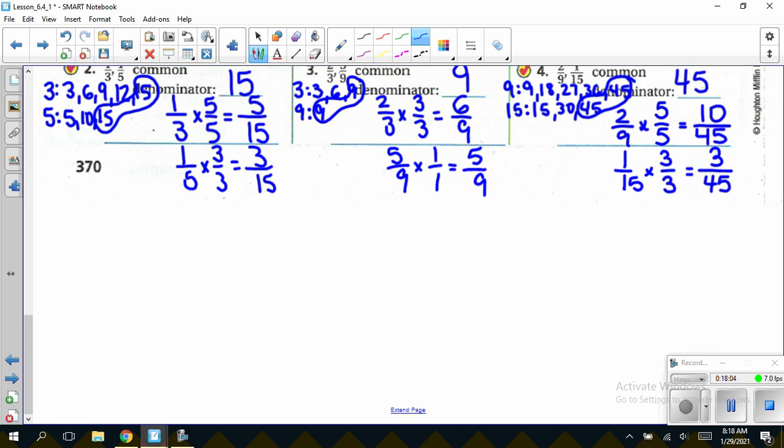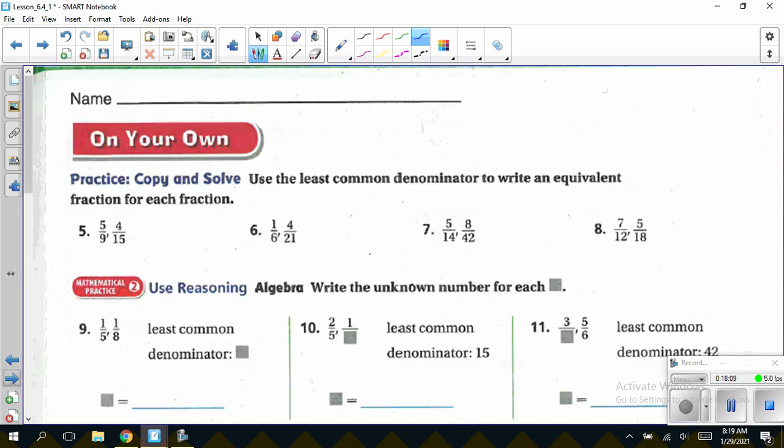Moving on to the next page. For the on your own, you can go ahead and pause this, try to come up with your equivalent fractions, and I'm going to give you some examples of what you can use. Again, you don't have to use my exact ones because there are multiple ways that you can create equivalent fractions. I am going to show you, for the majority of them, the least common denominator. So that is the denominator that I will be using.